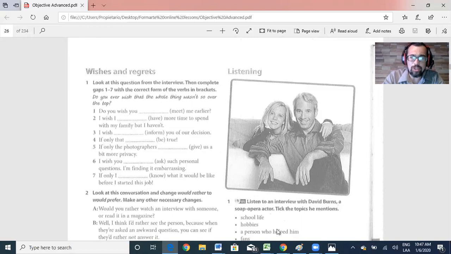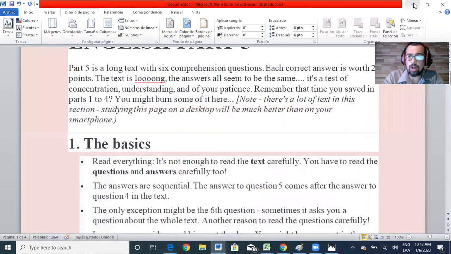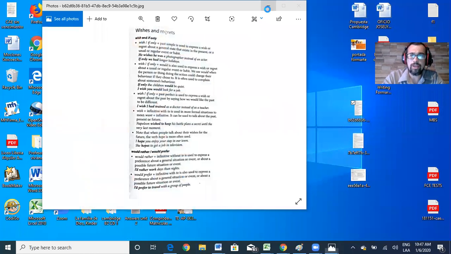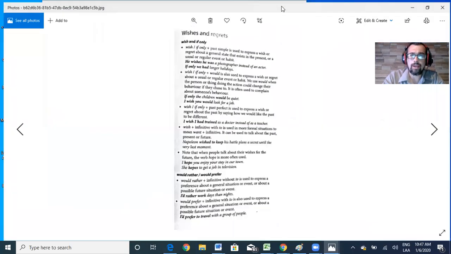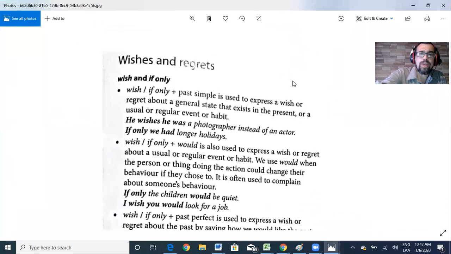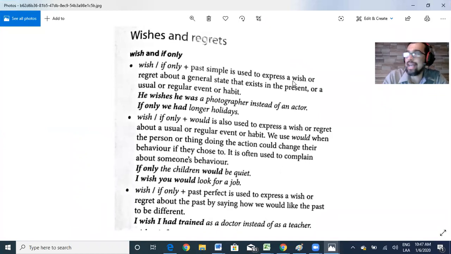But let's go very quickly to the grammar part, which is going to be wishes and regrets. Okay, so let's start very quickly with our part today. In this case we have wishes and regrets. So please again memorize these formulas, because sometimes we know wishes and regrets in general, but we don't know exactly how to use them, regarding the formula that they have.